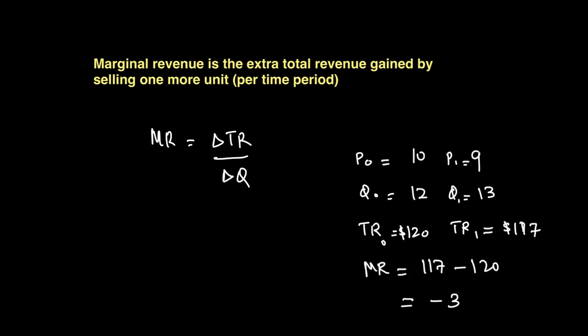So what we can see is this: when the firm is trying to sell an extra unit by reducing the price, their total revenue is not increasing but decreasing, and that's because the marginal revenue is negative.